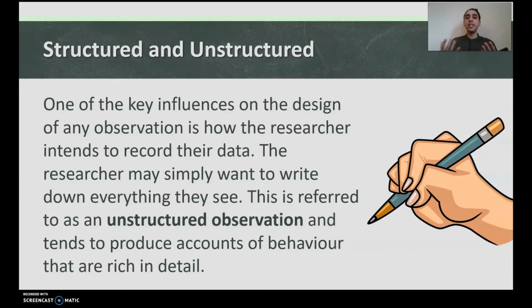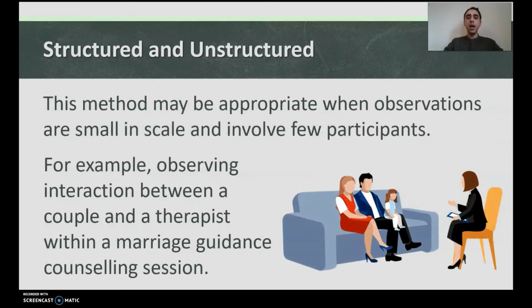It's really basic. It's really simple. And you're just essentially writing every single thing down. Okay. Of course, it's rich in detail, but it's quite difficult to do all these things. That's an unstructured observation. Let's have a look at types of structured observations though. But before we do that, let's have a look. How is this useful? When do we use unstructured observations?